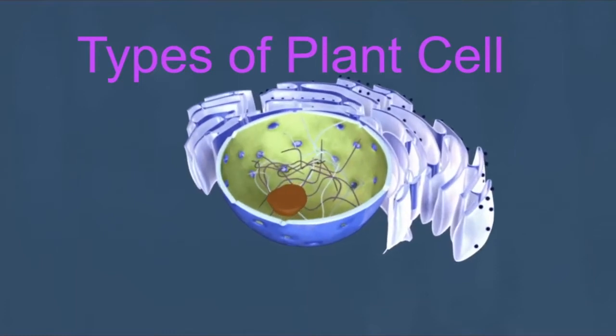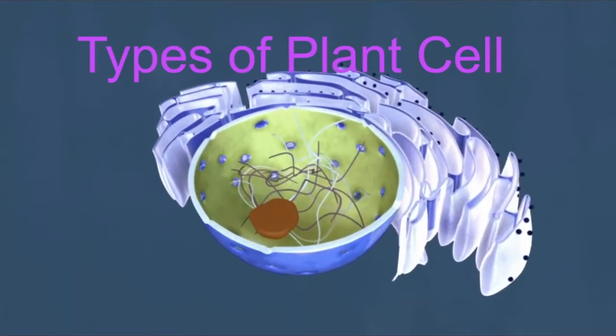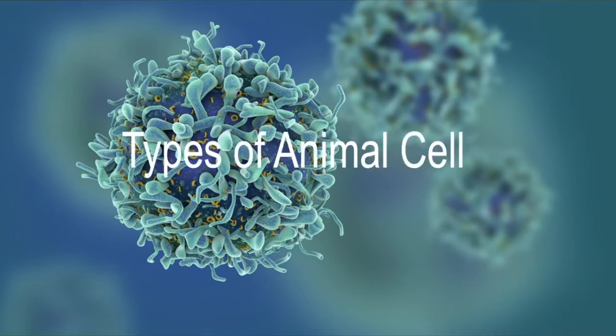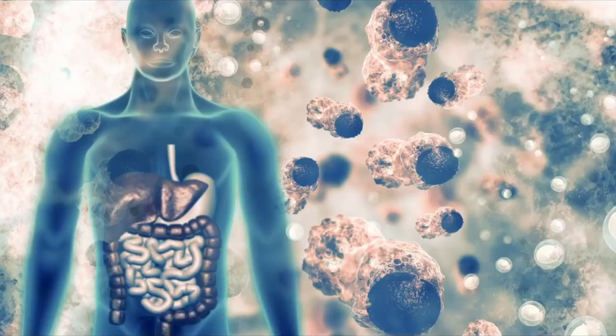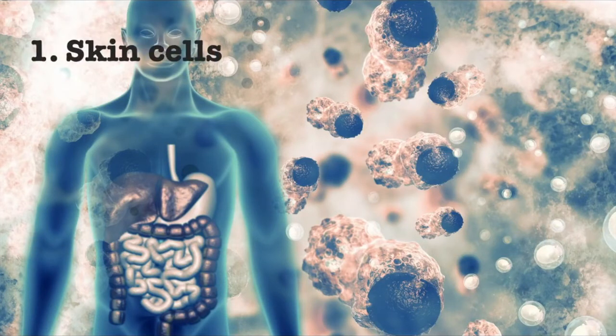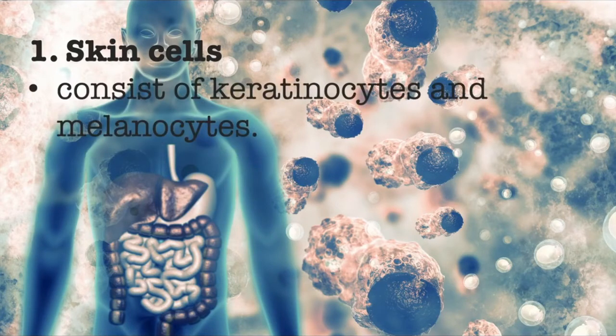Now let's move on to the different types of animal cells. The first animal cell is skin cell. The skin cells of animals mostly consist of keratinocytes and melanocytes.